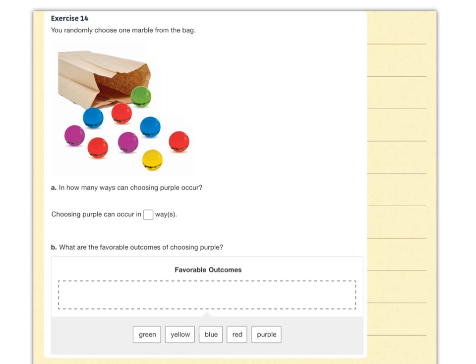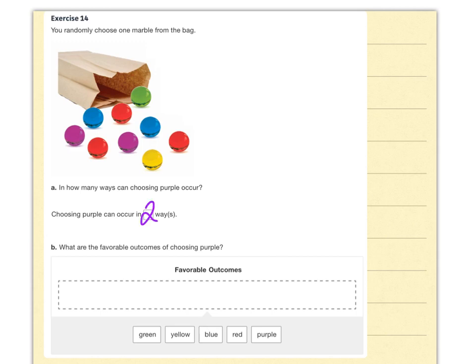Okay, let's look at some homework type problems. Number 14 is not a homework problem, but it's just like the ones in homework. So I just want to give you some instruction on how to answer these. It says, you randomly choose one marble from the bag. In how many ways can choosing purple occur? Well, there's 2 purple marbles, so you can choose purple in 2 ways.